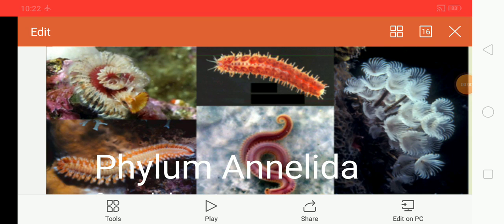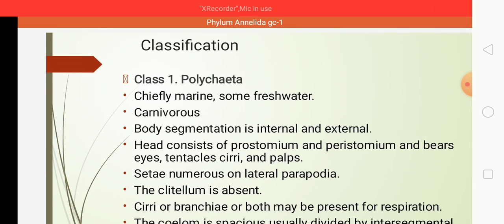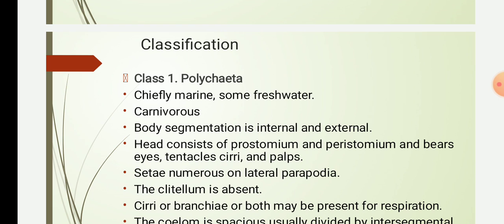Students, today we will study the classification of phylum Annelida. In our last class, we already discussed the general characteristics of phylum Annelida. Now we will see the classification of phylum Annelida. Phylum Annelida is divided into 8 classes.